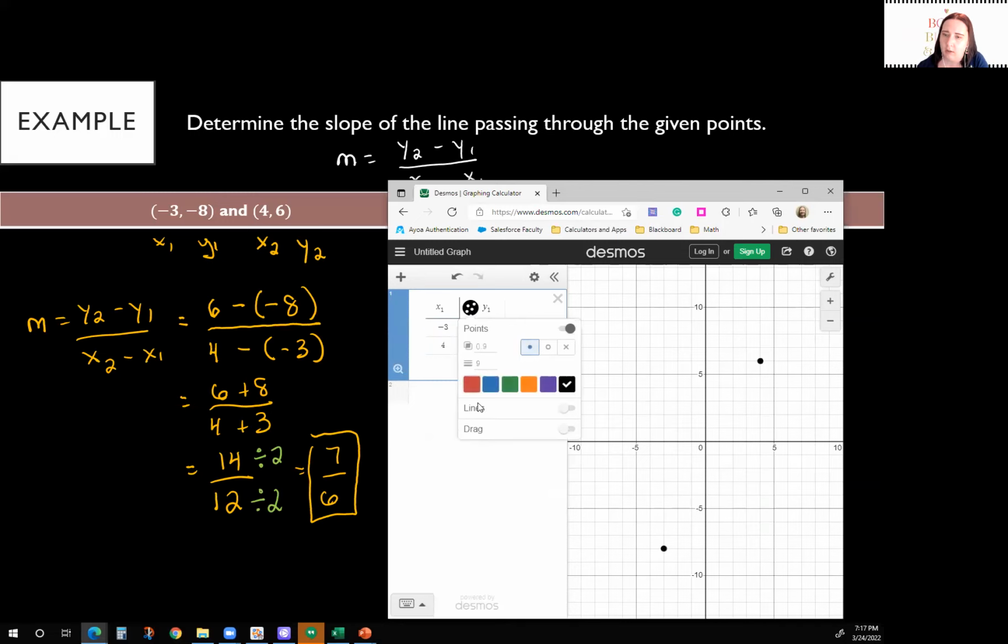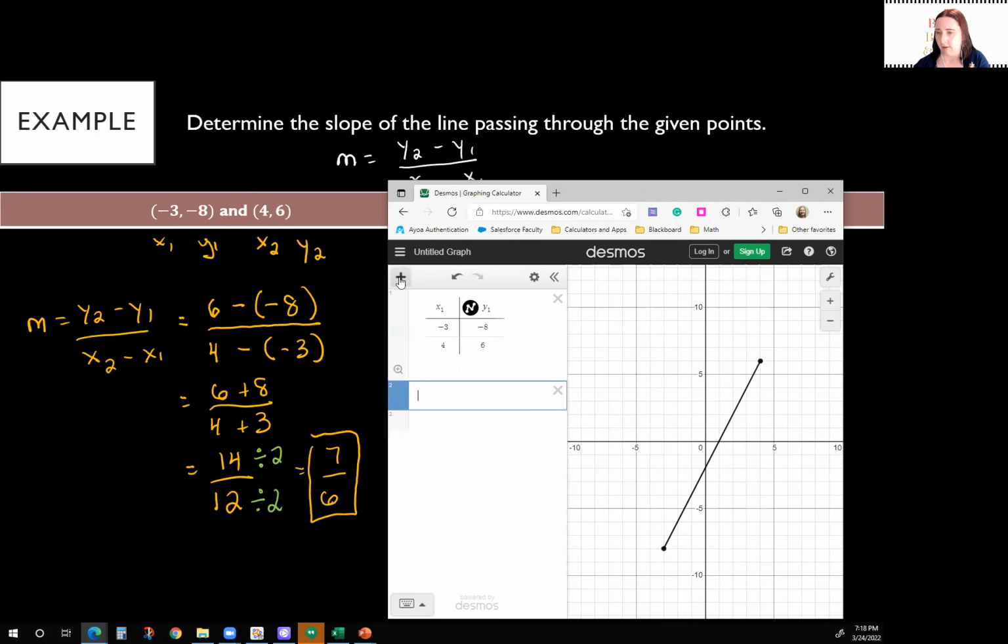When I do it in a table, I can actually connect them with a line. So when you draw a line through those 2 points, this is what it's going to look like. So this is a slope of 7/6. This is what this looks like. So a slope of 0 is here. This is 7/6.